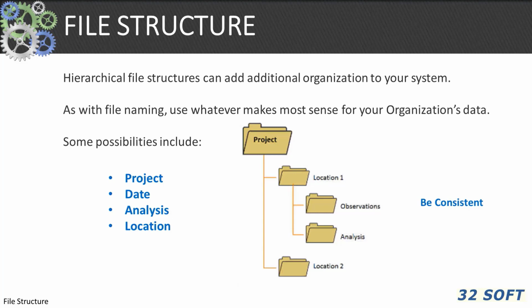Since most of our lives in the supply chain revolve around tables of data in our ERP systems, it's very important we pay special attention to how we name or identify those groups of data. As we've talked, a hierarchical file structure can add additional organization to our system. As with file naming, use what makes sense in the data in your organization. You could think about using projects, dates, analyst codes, locations. However, once it is decided upon, it must be consistent.